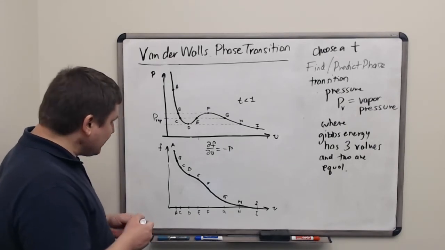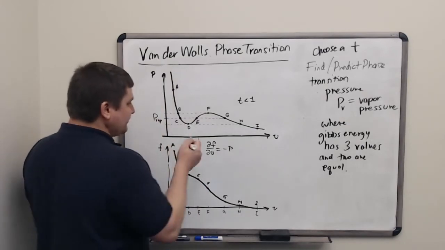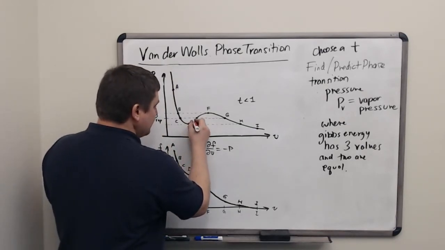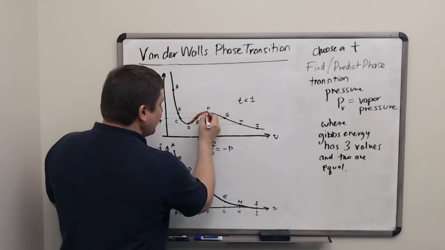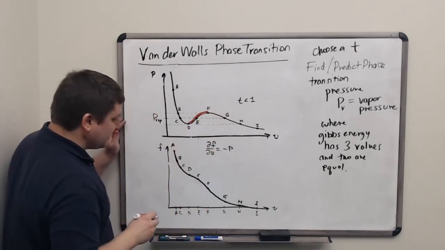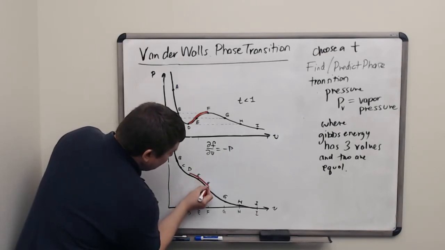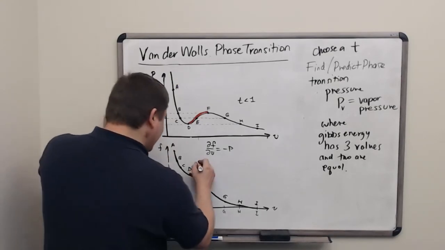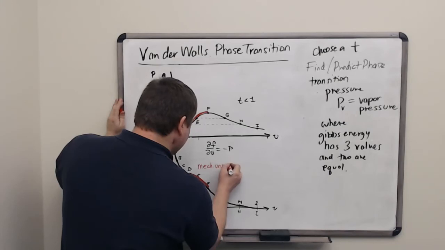The key is going to come first by realizing that there is this unstable region here from D to E to F. The pressure increases with volume. The free energy curve has the wrong concavity. And so we have a region that is mechanically unstable.